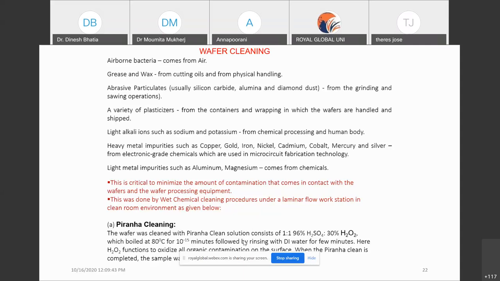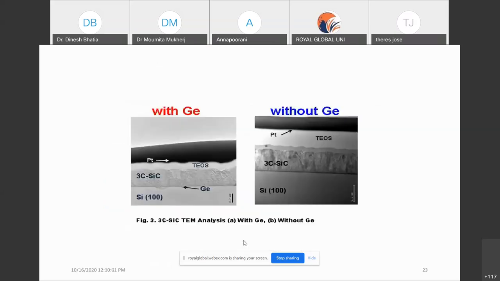If we do not do the cleaning properly, then there is always a chance that diamond dust or some dust materials remain there and create a short. So a short circuit effect happens. That is why we have to take care of it. Then piranha cleaning, that is the solution ratio 1:1, 96% sulfuric acid and 30% H2O2, boiled at 80 degrees centigrade for a small time span. After that, DI water for a few minutes, and then we can get the contaminant-free surface on which the layer can be deposited through the RTCVD technique.